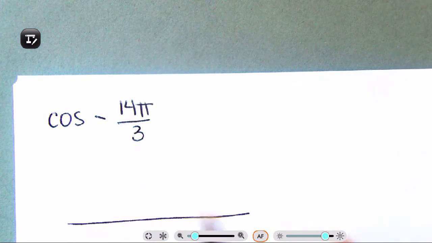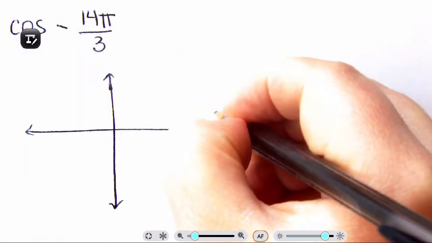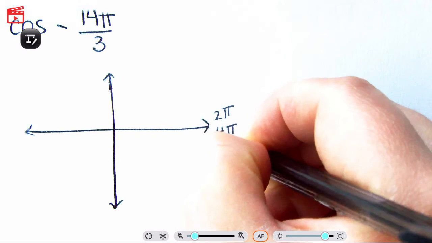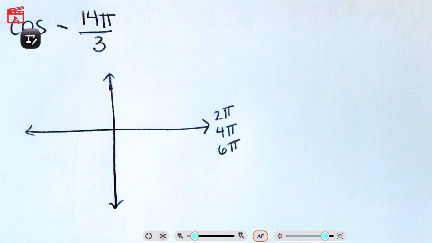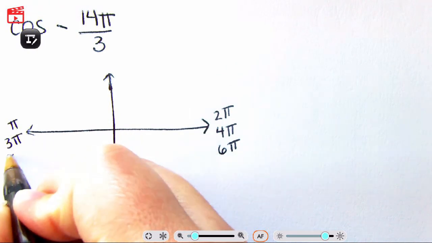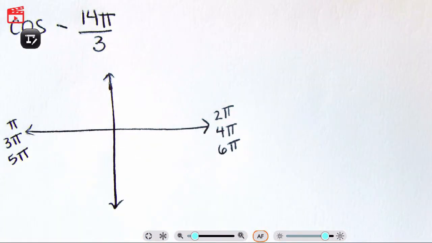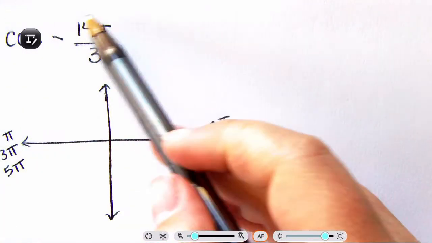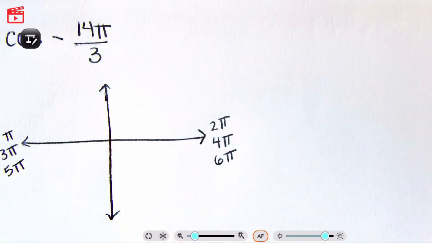So just like we did with our degrees, we're going to do exactly the same thing with our radians. Over here, I know that 1 full rotation is 2 pi, 2 full rotations is 4 pi, 3 periods is 6 pi, and on this side, I know I have pi, 3 pi, 5 pi, and so forth. You can continue doing as many as you need. So I'm going to ask myself what 14 pi thirds is closest to.